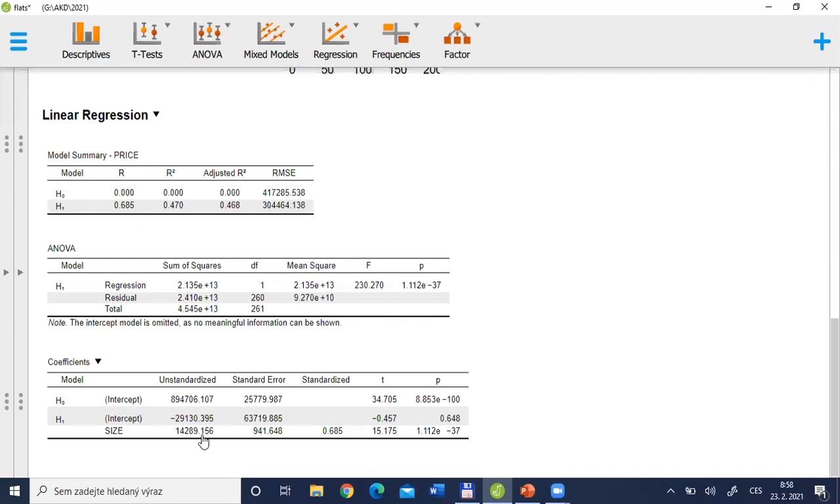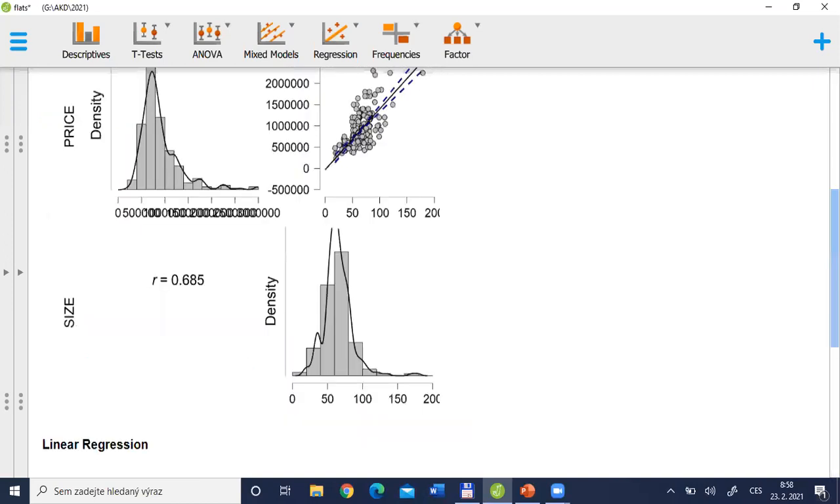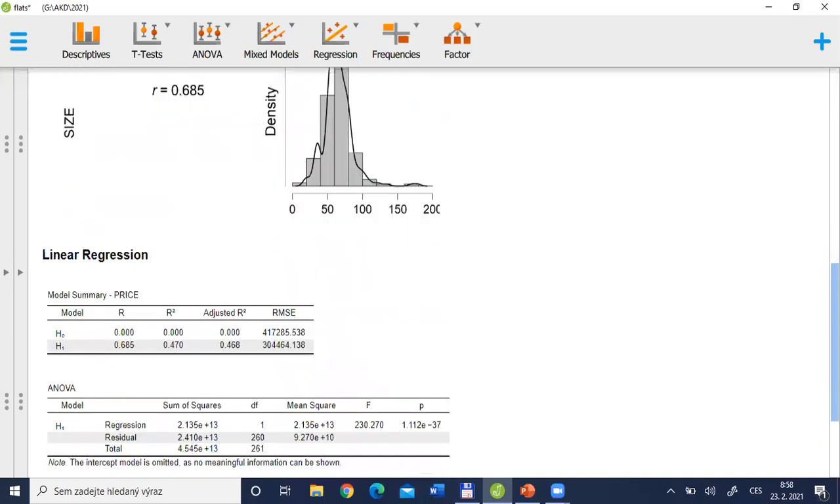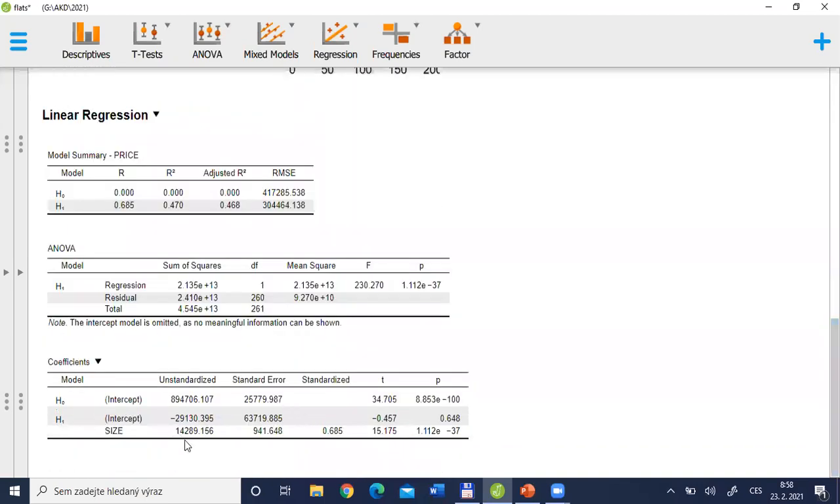So if I go back to my previous picture, it says that this line is going up for every 1 unit here by 14,300 here. So this is the expression for the slope. So this is the most important coefficient in my table currently.